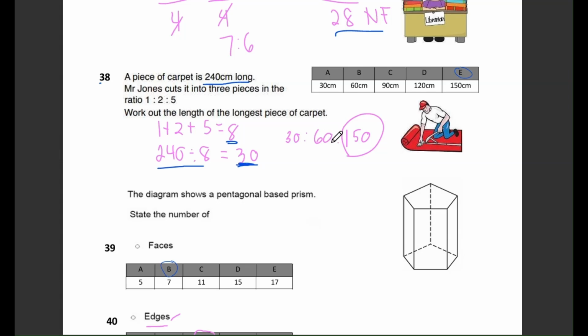Since the longest piece has 5 parts, we multiply 5 by 30, and that equals 150 centimeters. So the longest piece of carpet is 150 centimeters. The answer is E.